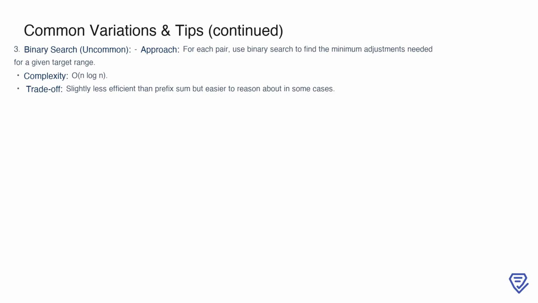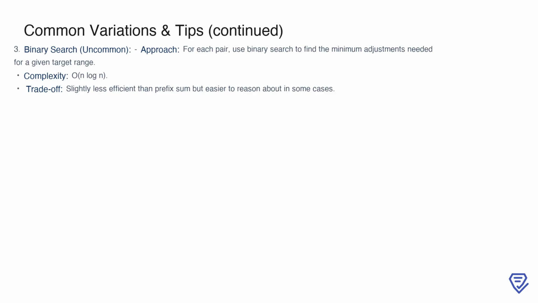An alternative approach to consider is binary search, though it's less common. In this method, for each pair, you use binary search to determine the minimum adjustments required for a given target range. The complexity is O(n log n), making it slightly less efficient than the prefix sum optimization, but it's often easier to reason about. This trade-off can be worthwhile, especially in scenarios where simplicity of implementation is prioritized over raw performance. While binary search may not always be the optimal solution, it's a valuable technique to have in your toolkit, particularly for problems involving sorted arrays or specific range queries.